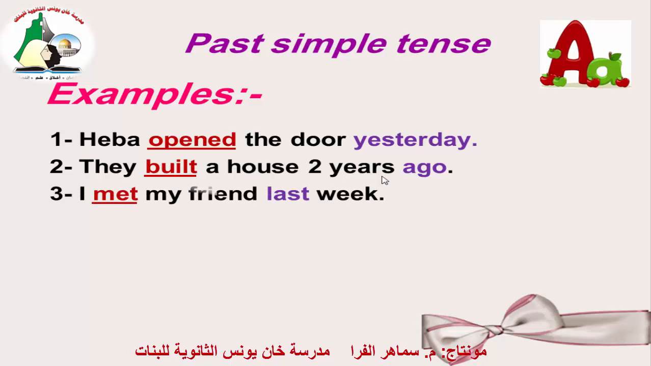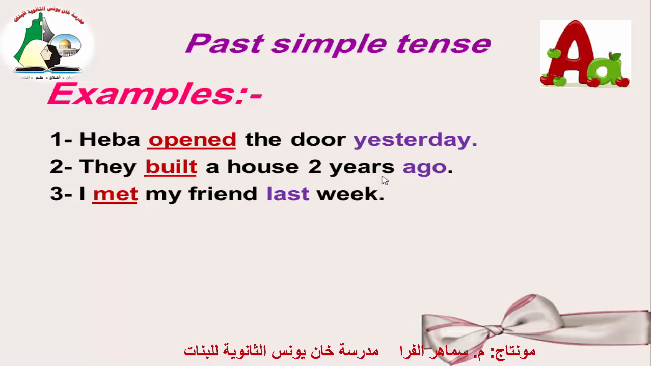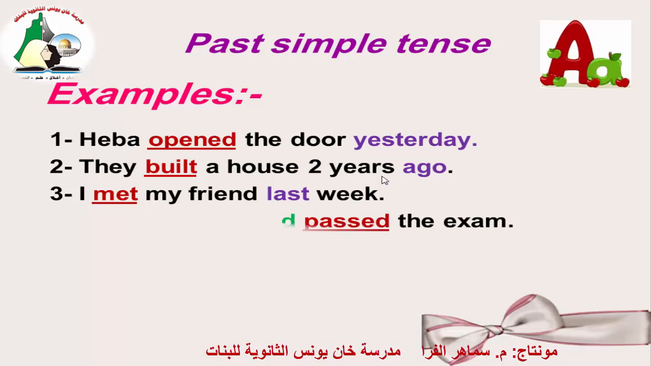Example 3. I met my friend last week. Where is the verb? Yes, met. It is the second conjugation of the verb meet. Meet, met. What about the key word? It is last. And last also is used with a phrase or word which refer to time. Last week, last month, last summer, last spring. Okay? Now let us see.